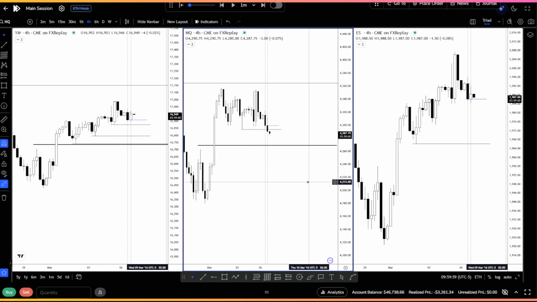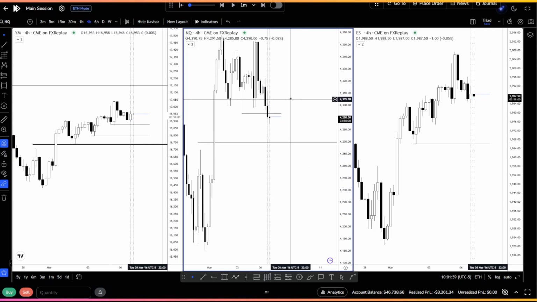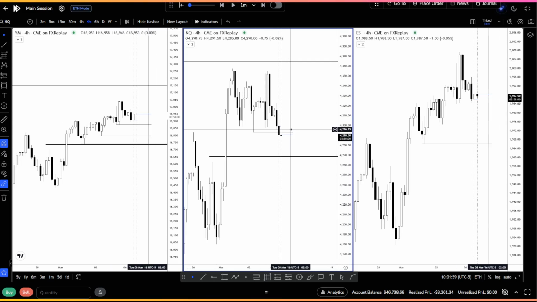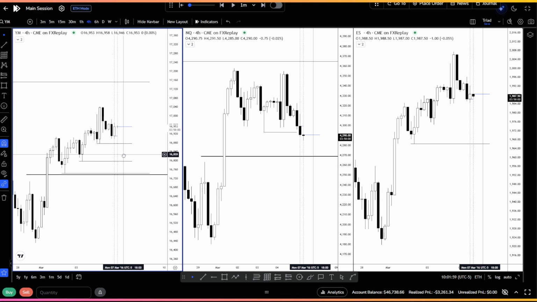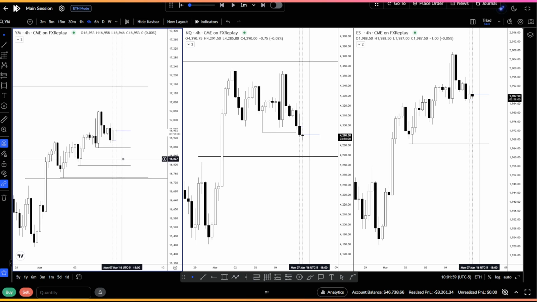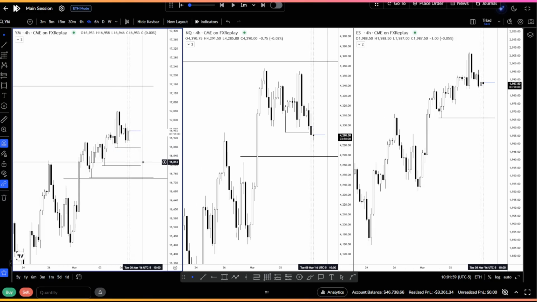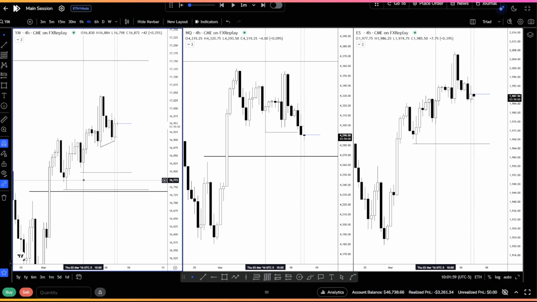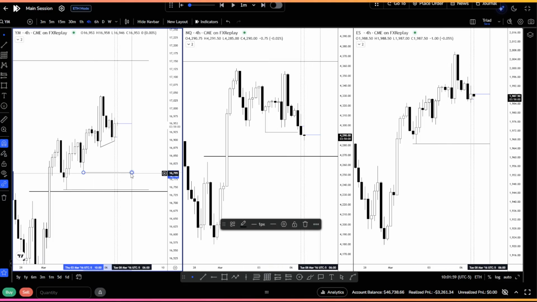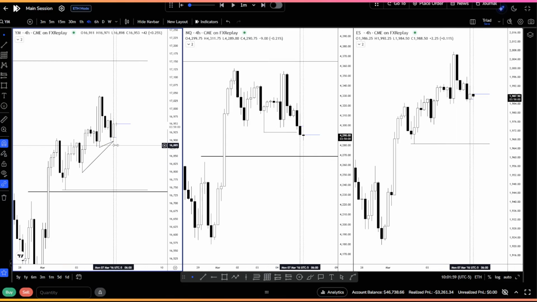So 10 AM opens, but we are sort of failing to manipulate that low. So I don't know how I feel about that. We do have PSP with that candle. Sorry, I just lose a lot.